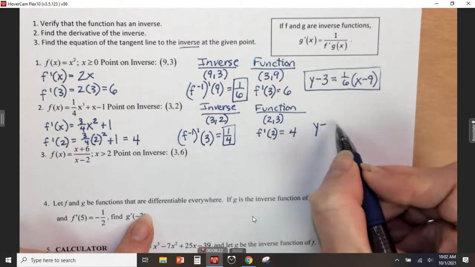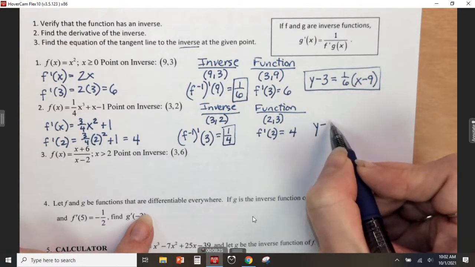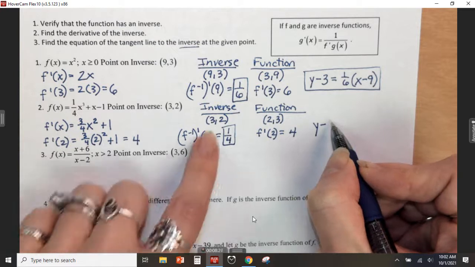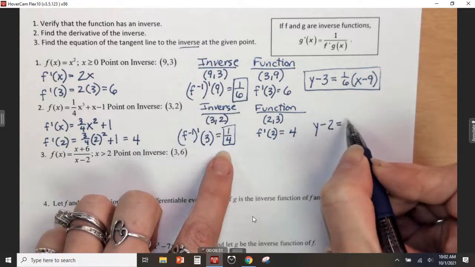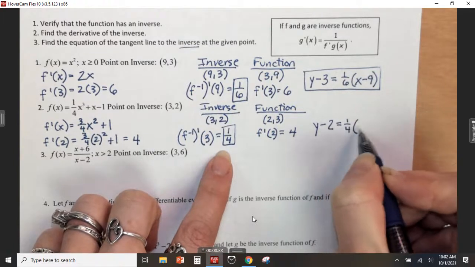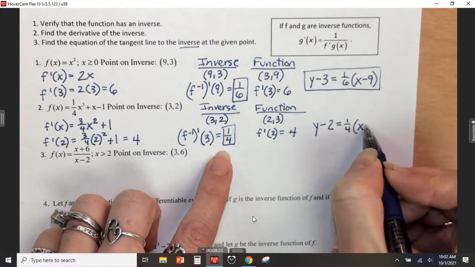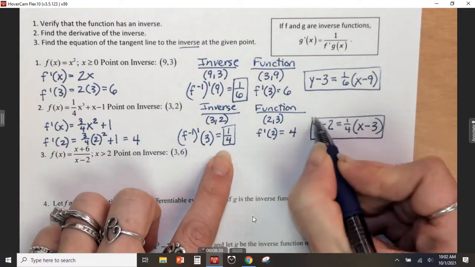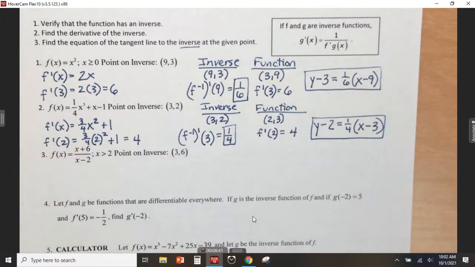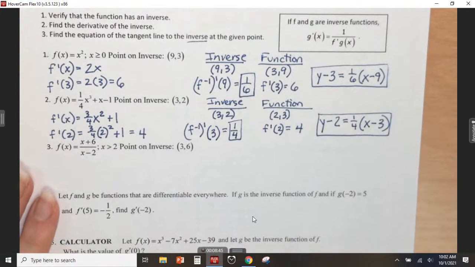And now we're ready to write the equation of the tangent line. y minus, we're on the inverse, 2 equals 1/4 times x minus 3. Very good. Any questions? All right, the next one, number 3.